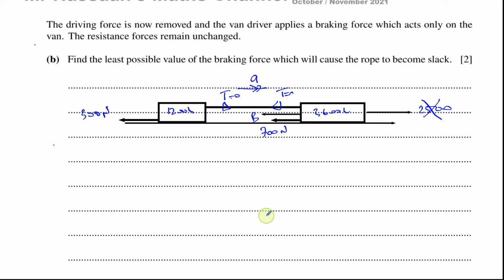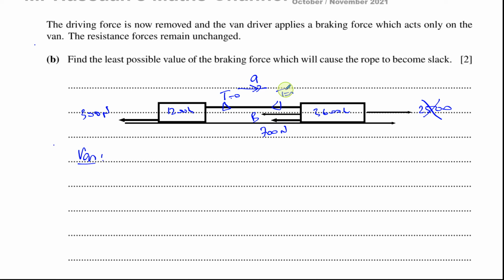Just enough to keep the string from becoming slack. It's like limiting equilibrium almost, like when you have a situation with friction and it's just about to slide. This is just about to become slack, but it's not quite slack. They're still moving with the same acceleration. That's how you can think about it. So we can consider these two particles separately. Let's look at the forces on the van and the forces on the trailer.